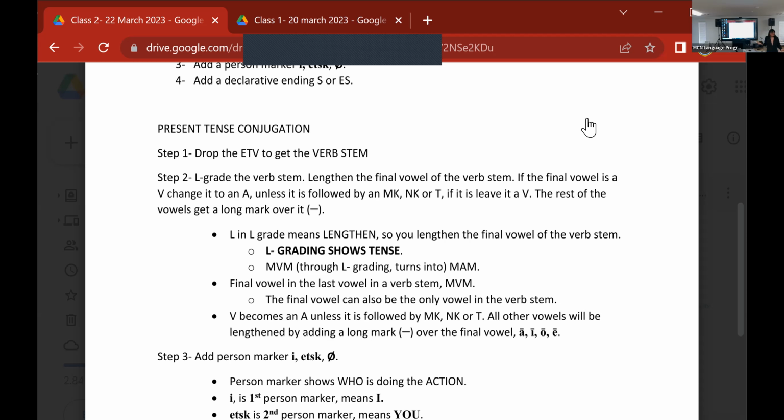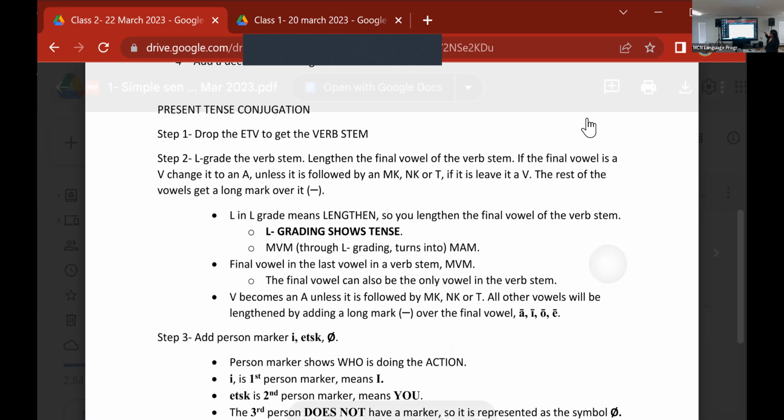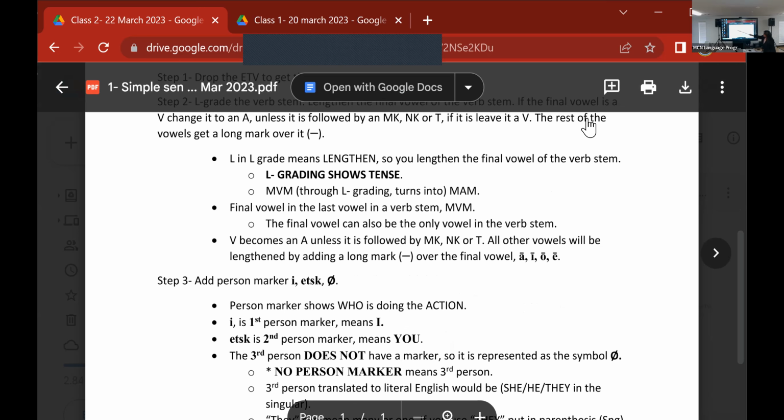L-grade shows the tense. Like I said, I know it's hard to understand right now, but you'll get it in a minute. So if you were going to do an L-grading on a word that has MVM in it, it's going to turn the V to an A, so your N would be the MAN. And that rule is right here. Okay, the final vowel, the last vowel in the verb stem, MVM, would be turned to that. The final vowel can also be the only vowel in the verb stem. V becomes an A unless it is followed by MK, NKT. All other vowels will be lengthened by adding the long mark over the final vowel. So in your word, it would be changed with the long marking.